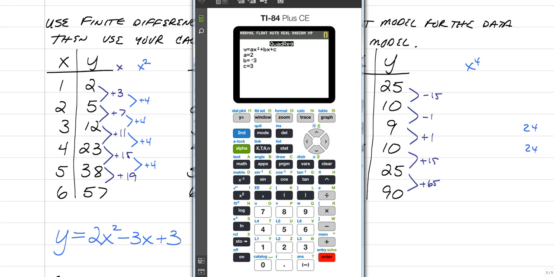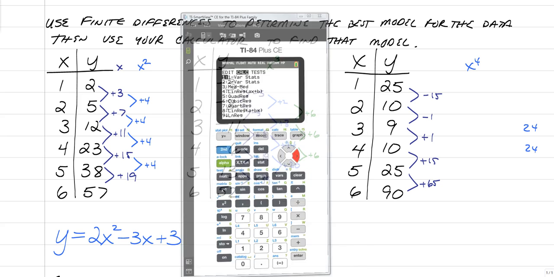So if you want to try to find the rest, you'd go back to stat, click enter, and you would change your L2 to the -3, the -8, -11, -6, 13, and 52 that we did in the second example. But this time you would have to go to stat, calc, and you would have to do a cubic regression. And in the last one you would have to do a quartic regression. Okay? So you just want to make sure that you find the finite differences first so you can determine which regression you need to use in your graphing calculator.